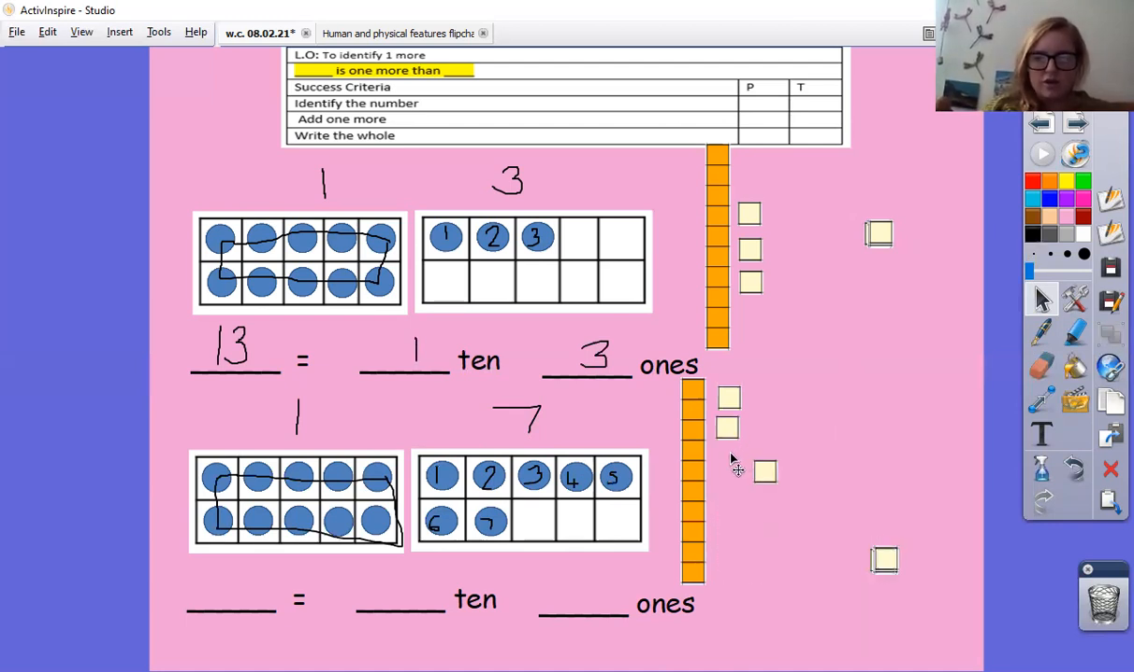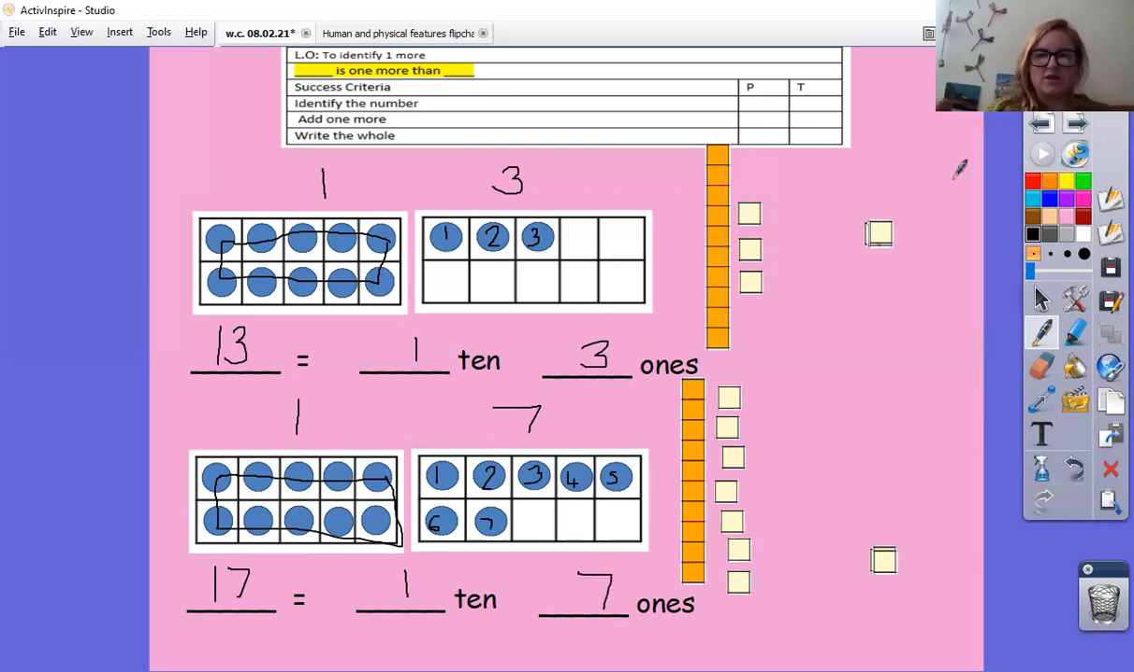2, 3, 4, 5, 6, 7. So my number that is represented in my tens frame can be represented in my cubes. So let's have a look at what number that is. If I was going to write that number, I'm going to write it as 1 ten and 7 ones. So the whole is 17. Fantastic. 17 is the same as 1 ten and 7 ones.